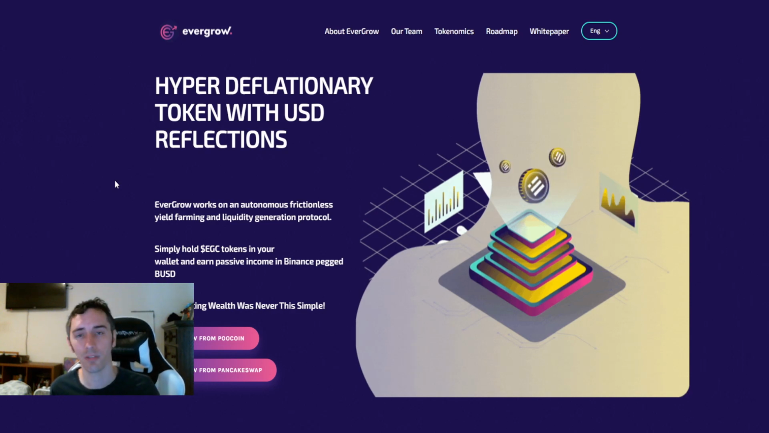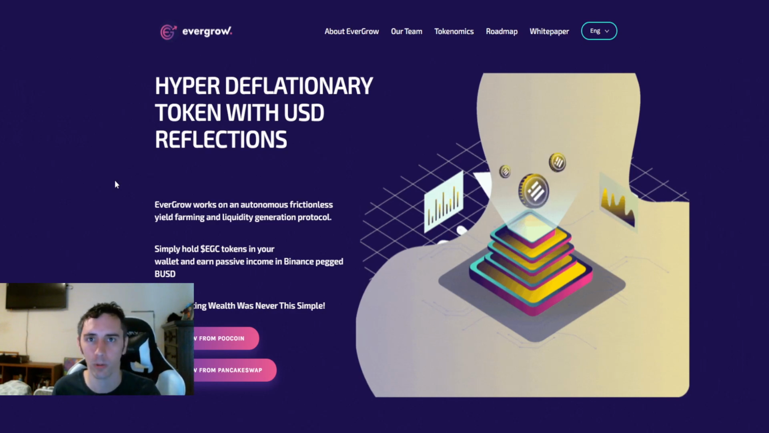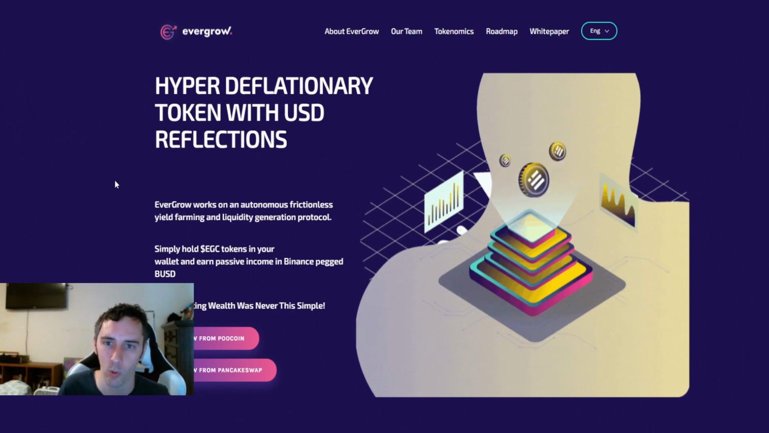So one of the values that comes with this is that let's say people are concerned if they're going to rug pull. Well, you earn BUSD. So even if the EverGrow just totally vanished, whatever you earned in BUSD is still BUSD that's yours. I don't see any vulnerability in this myself, trying to look into this more.